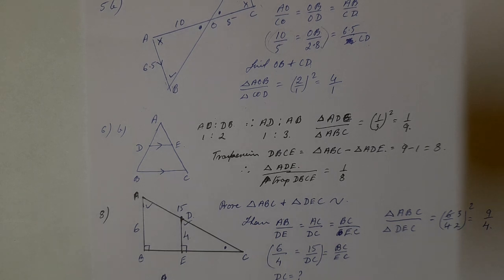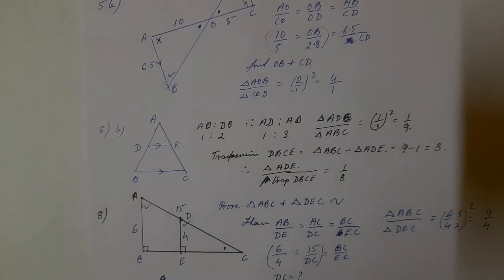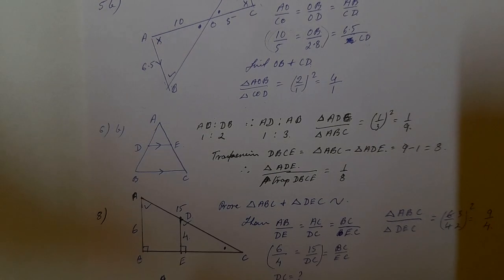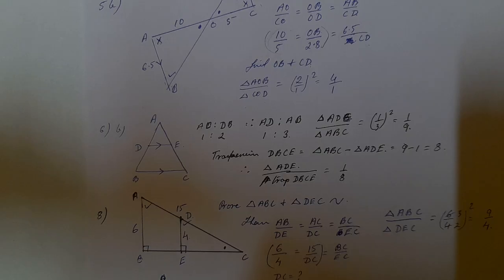Okay, it's given over there. 6b. Sorry. Follow the book, please. Always follow the book. Okay, I am following the book. In 6b, DE is parallel to BC. AD is to DB is 1:2.